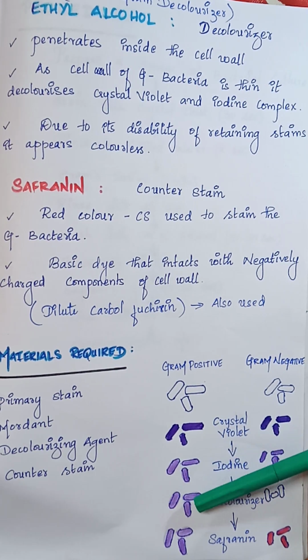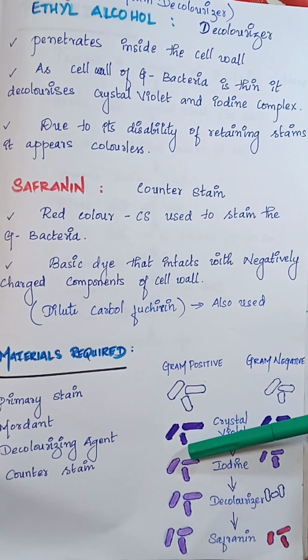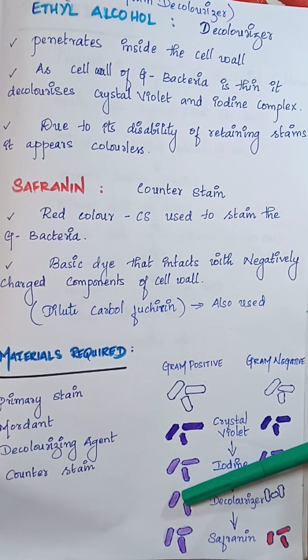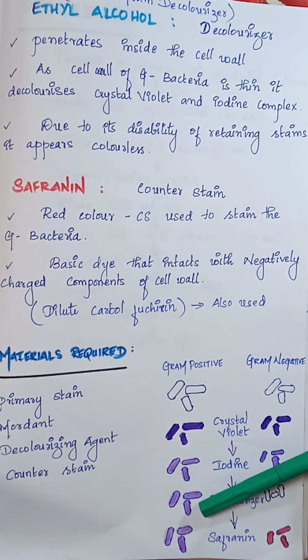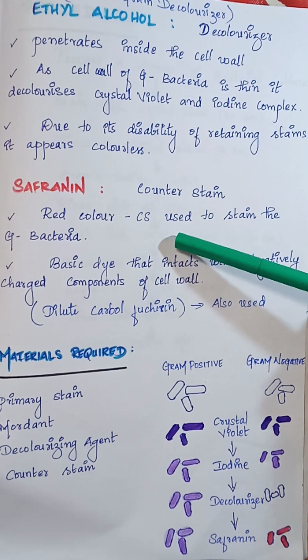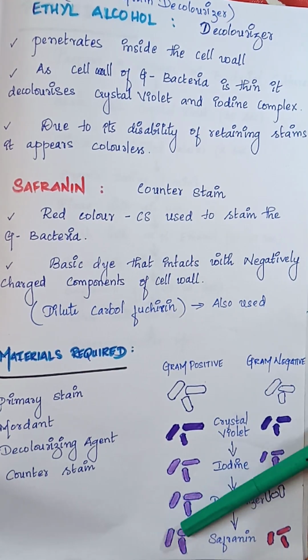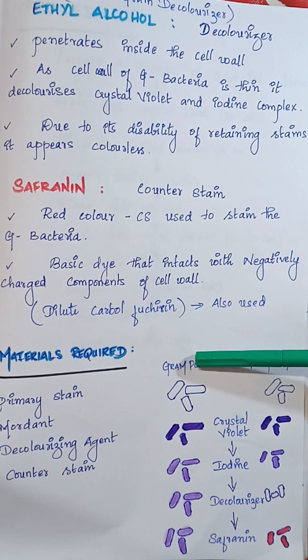Okay, now we'll be adding decolorizer. If it is gram positive bacteria, it will not decolorize. Okay, same, it will appear in the purple color. And after that, we have to rinse it with water, and we have to add safranin, which is a counter stain. Okay, after adding counter stain also, it will be in purple color only if it is gram positive.